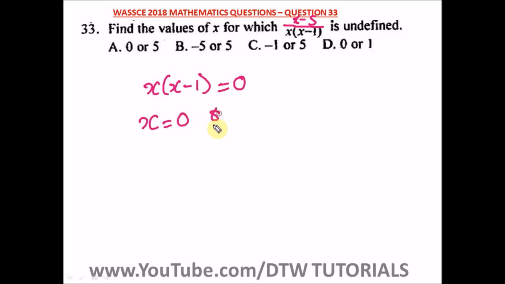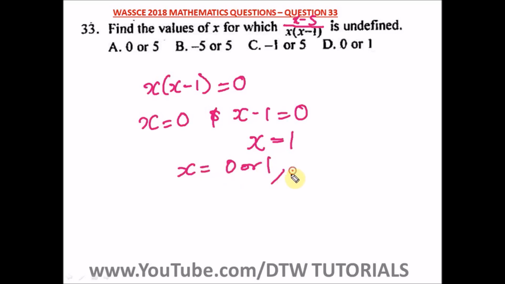So we have x is equal to 0 and x minus 1 is equal to 0. Here x is already equal to 0. From here x will be equal to, take minus 1 to the other side, we have a positive 1. So we have x is equal to 0 or 1. So this is our answer, and our right option here is option D.